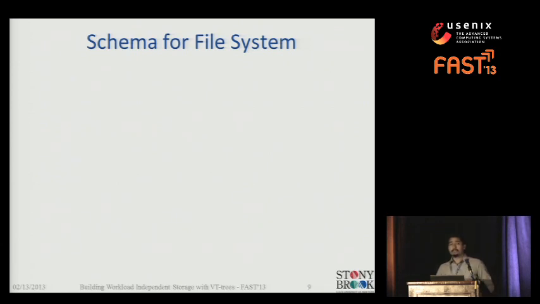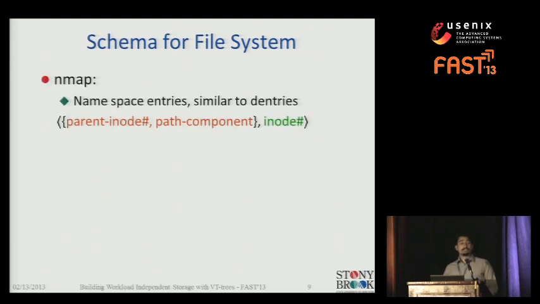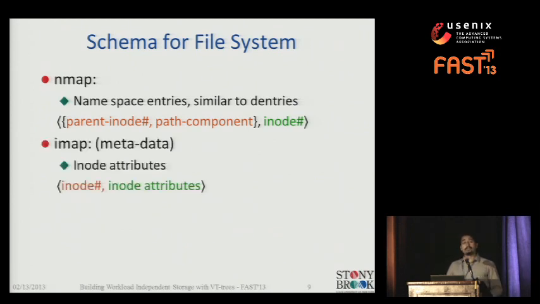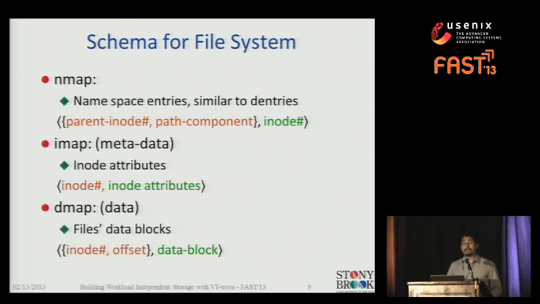So, as I said, KVFS is implemented on top of a key-value storage. In order to support a file system, we have to create a schema with 3 dictionaries in the KVDB. The 3 dictionaries are nmap, to support namespace entries for helping the path resolution. Here, it's very similar to a dentry: given a parent inode number and the path component, you can get the inode number of the file you're looking for. Then imap holds the inode attributes, the metadata: given an inode number, it gives you the inode attributes. And then we have another dictionary called dmap to store all the file's data blocks: given an inode number and the block offset, it gives you the corresponding data at that location.